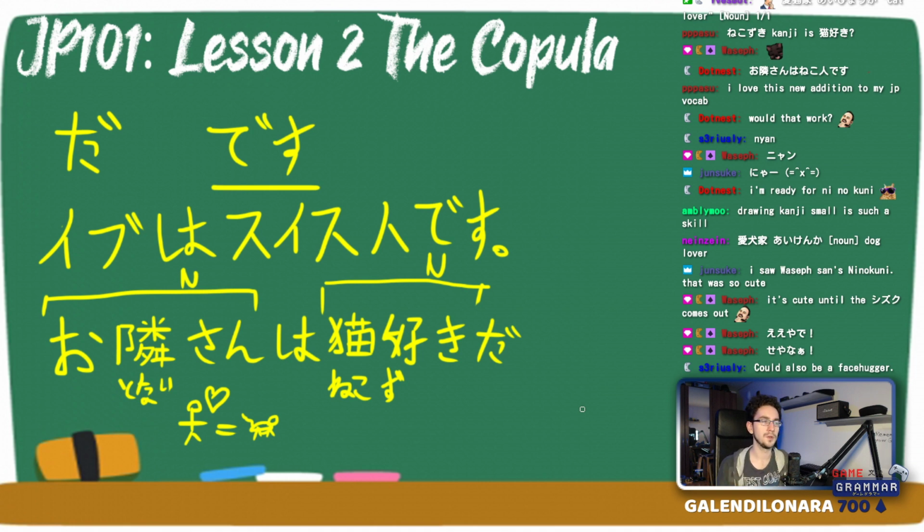We talked about the copula. And again, Wikipedia calls the copula a word that links the subject of a sentence to a subject complement, such as the word is in the sentence, the sky is blue. The word copula derives from the Latin noun for link or tie that connects two different things. Right, again, the equal sign. It connects two different things. Otonari-san wa nekozuki da. So he's a cat lover. It connects these two concepts. Ibu wa suisujin desu. Eve, Swiss, together, like pans and pineapples, you know?